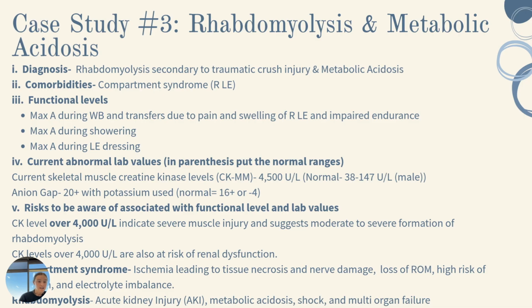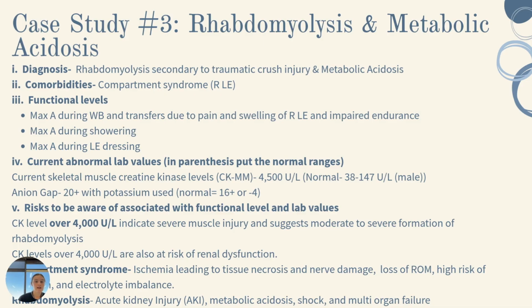So, rhabdomyolysis is just the breakdown and kind of death of those muscle cells, which can lead to metabolic acidosis, and then the increased swelling and creatine kinase levels, myoglobin levels, and electrolyte levels that are emitted from the muscle due to the muscle breakdown and damage can lead to increased swelling. And in that lower leg, we have that thick fascia, which can lead to a lot of pressure and compartment syndrome, which happened here.